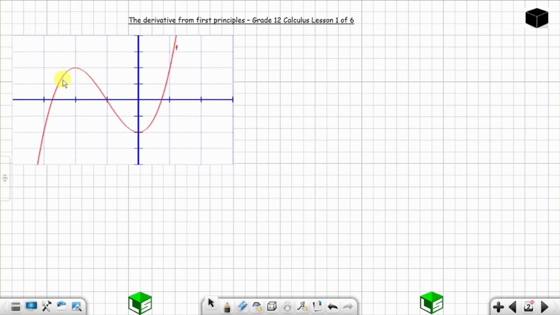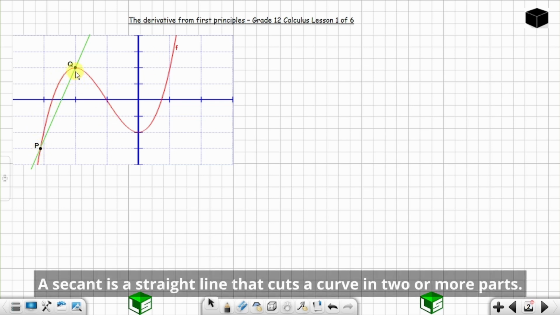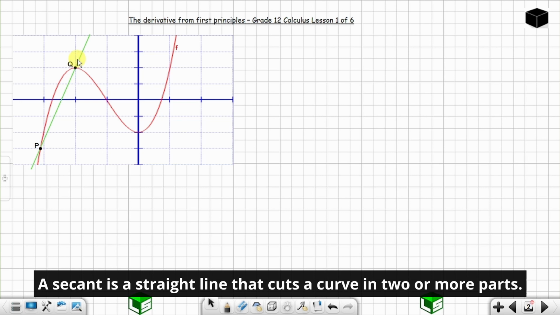From what we know, how to find the gradient of a line, right? So we are going to use what we know previously. Okay, so let's say you have this line which is cutting the graph of f at this point. Let's call this point P, and it's also cutting the graph of f at this point. Let's call this point Q. So this line is known as a secant, because it's cutting this curve in two parts. A secant is a straight line that cuts a curve in two or more parts. Okay, this is a secant.